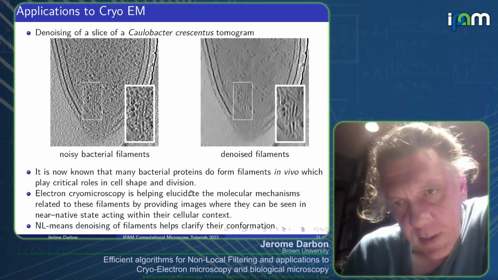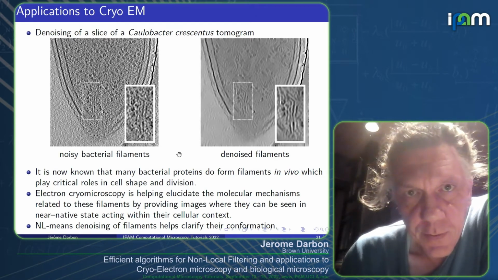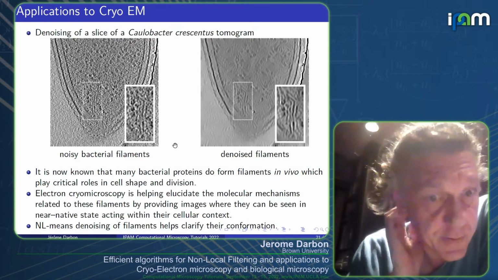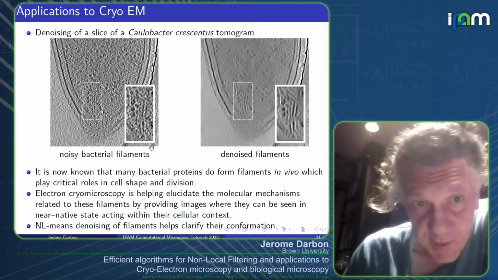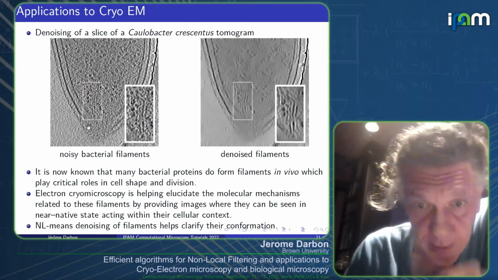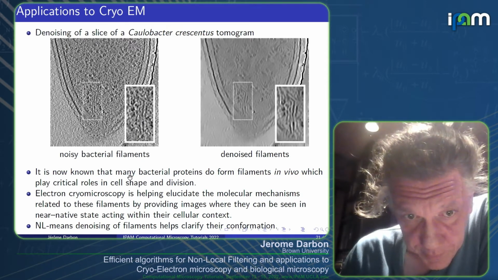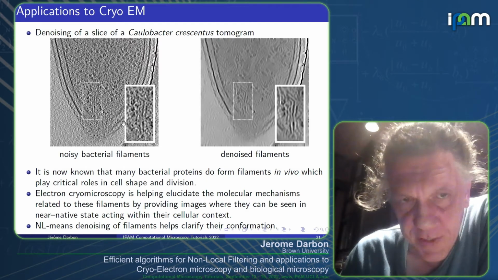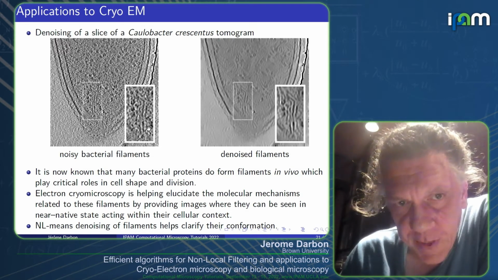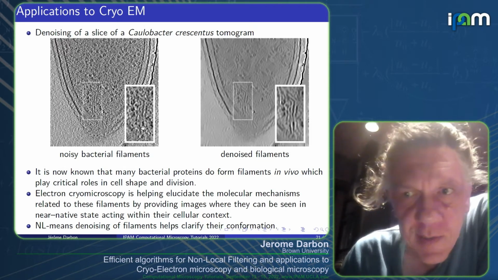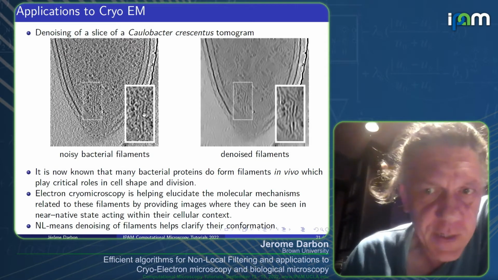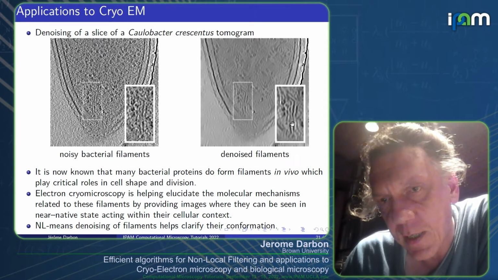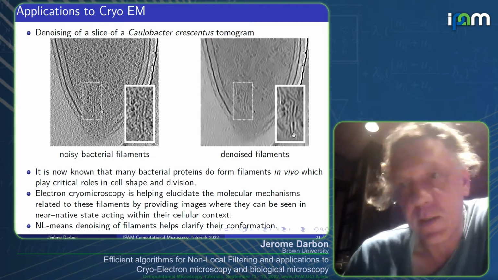So let me show you what we can do with these efficient filters in some applications in cryo-imaging. Here you see a cell of a bacterial protein where we expect to see some filaments. When I zoom in on the original image, I start to see a little bit of filaments, but it's very noisy. After the filtering, I start seeing clearly the filaments that we expect to see.